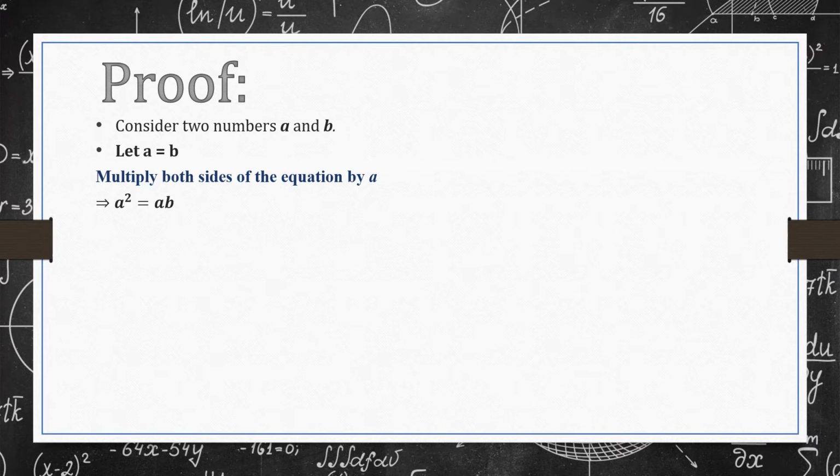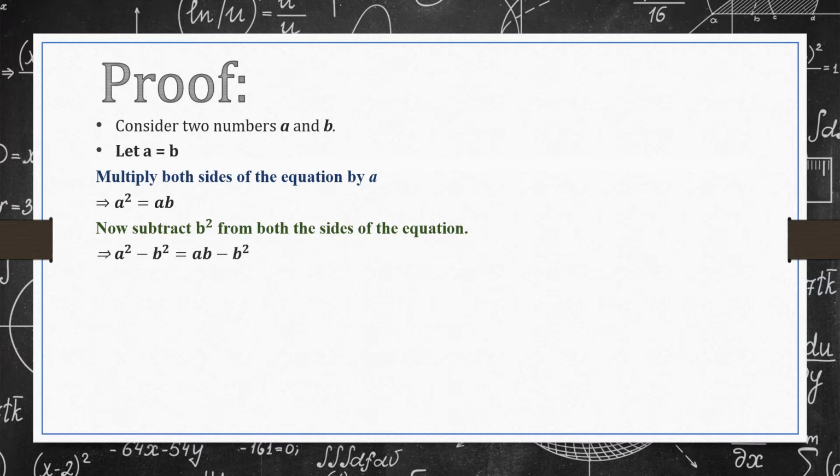Now an important step, you have to subtract b square from both sides. That will be, you have to subtract b square from the left hand side and b square from the right hand side. That's nothing but a square minus b square equal to ab minus b square. Now you might be aware of the identity that a square minus b square is equal to a plus b times a minus b. So using that identity, we'll write it as a plus b times a minus b is equal to b times a minus b. On the right hand side, you can see that b was common in the equation. So we took out b and wrote a minus b in the brackets.